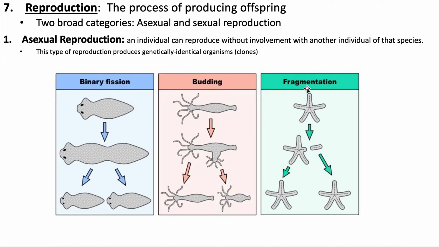And then fragmentation with starfish, we lose one of its arms, and generally this diagram doesn't show it, but generally you want more of the center on the smaller piece, and then the main chunk of starfish here will regrow that one arm, while the separated arm will regrow the rest of the starfish.